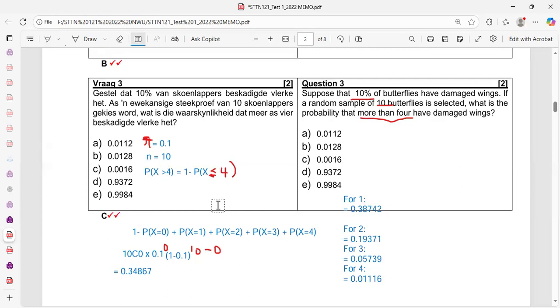Let's see something here. 0.1 to the power k, and it's 10. I can substitute this, but it's going to take time to add all of them, 0 until 4. I'm trying to verify this one. Wait, I want to see something here.